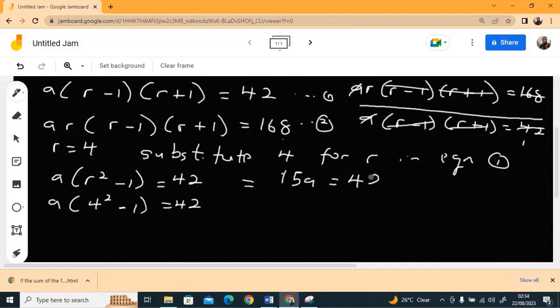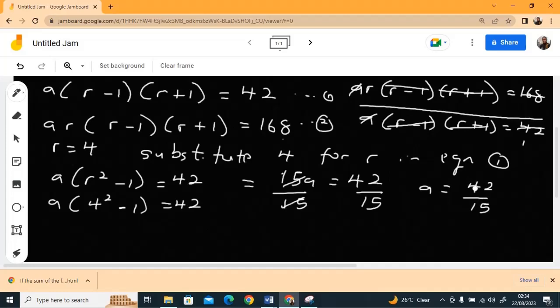So what am I going to do? I'll divide both sides by 15. 15 will cancel 15. So my a equals 42 over 15. That is my a here. So I can still divide.